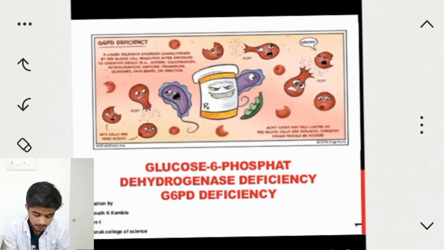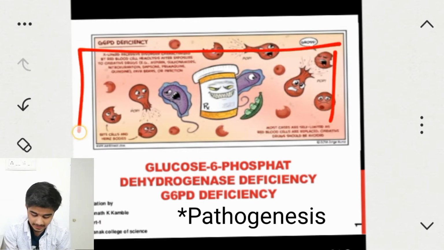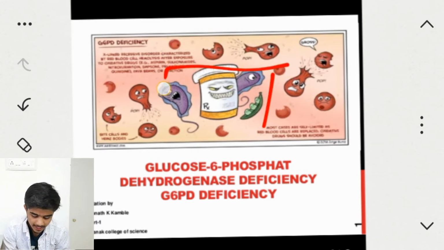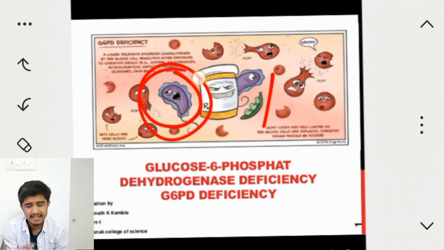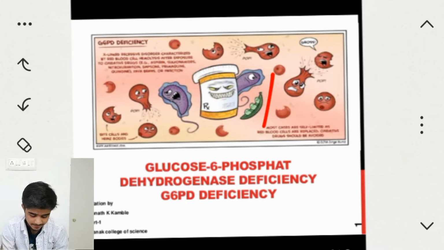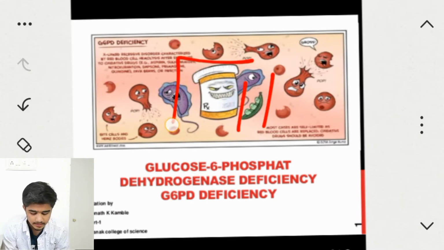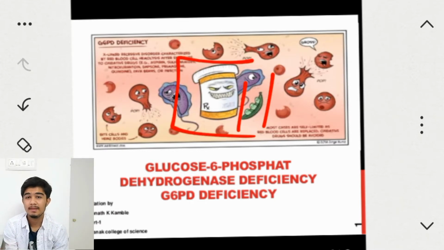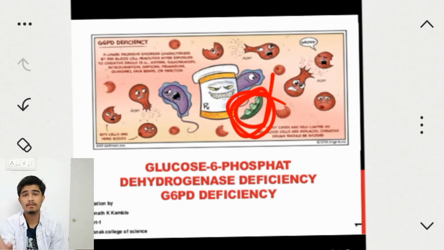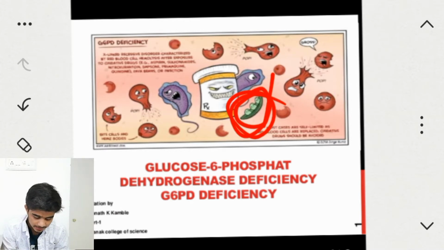Okay, now its mechanism we will see later. First, let's see its causes. Here are the causes. Any chronic infection, such as kidney infection or lung infection, can lead to G6PD deficiency. Then there are certain drugs, mainly primaquine, an anti-malarial drug, that lead to hemolysis in G6PD deficiency. And there are fava beans. Some persons are allergic to fava beans, so after taking fava beans, oxidative stress is produced in our body and that leads to G6PD deficiency.